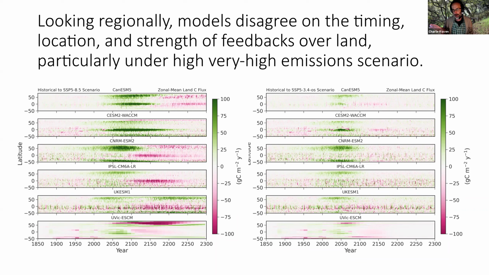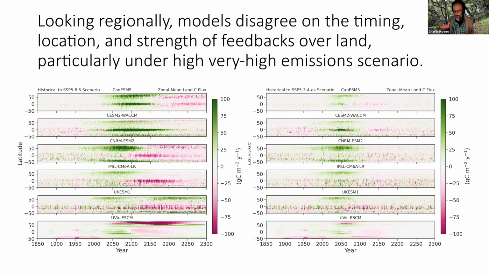In the overshoot scenario, what you see is the carbon sink that then weakens after the period of strong positive emissions, and in some cases reverses. Where it reverses, it tends to be driven by the tropical carbon sink to source transition, but in general the carbon cycle response is much more muted. And again, you see pretty large qualitative disagreement about the relative importance between the high latitude sink or source and the tropical sink or source.